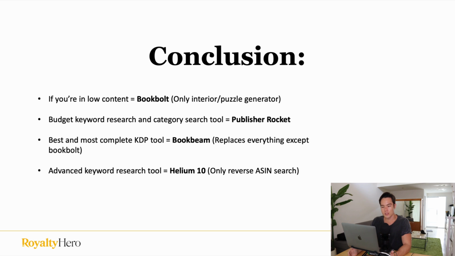Now, the best and most complete KDP tool out there is BookBeam, in my opinion. This replaces basically everything, Helium 10, Publisher Rocket, KD Spy, except for Bookbolt, because Bookbolt is low content and it's a little different, okay? You can use BookBeam to research low content, but you cannot use BookBeam to actually create the low content pages, the puzzles, etc., at least for now. Maybe in the future they will add that. And if you want an advanced keyword research tool like Cerebro, then Helium 10 is the way to go. So that is my honest review. I basically use all of them, but the one that I use the most is BookBeam. And I genuinely believe that BookBeam is probably the best tool out there, at least for now.